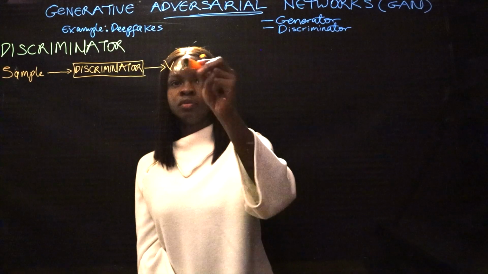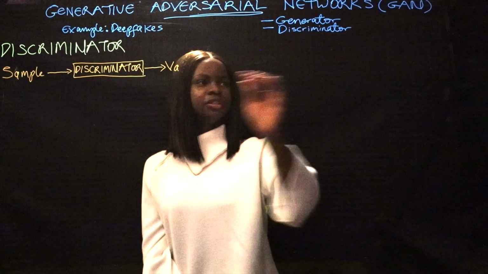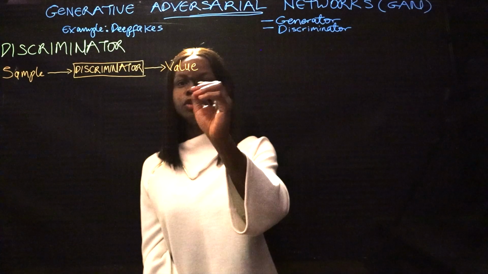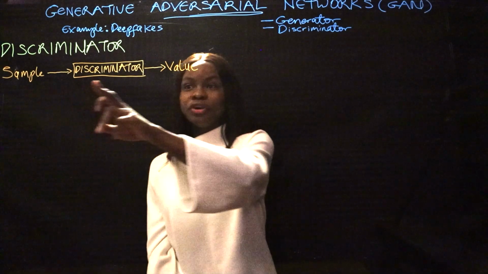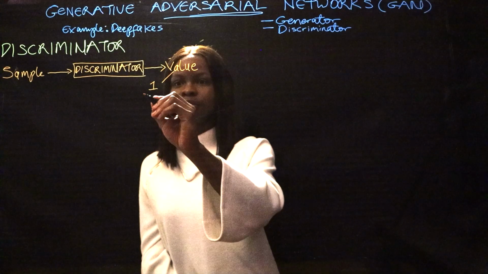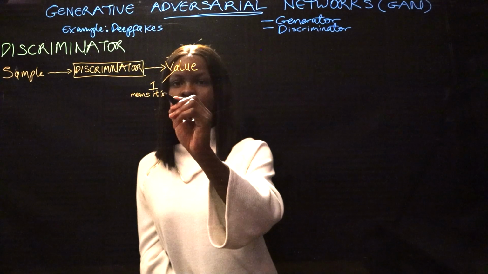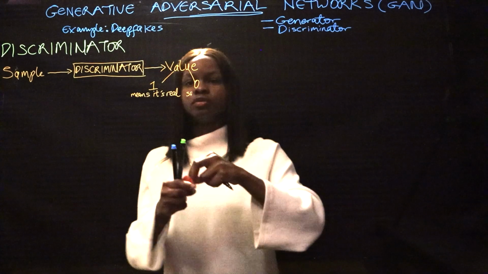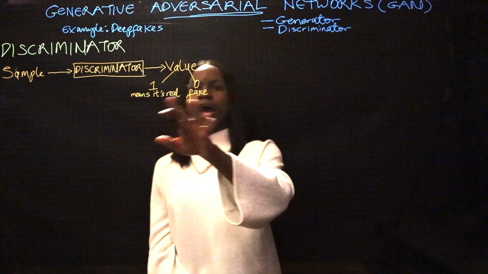Let me write this bigger. It outputs, just trying to see if the space is enough because we're gonna cover a lot today. So it outputs a value, and this value is its confidence level in predicting or classifying whatever sample it receives as either real or fake. So for example, if the value is 1, it means it's real. But if it outputs 0, it means the sample, let me just say fake. Fake. So I hope you get this.